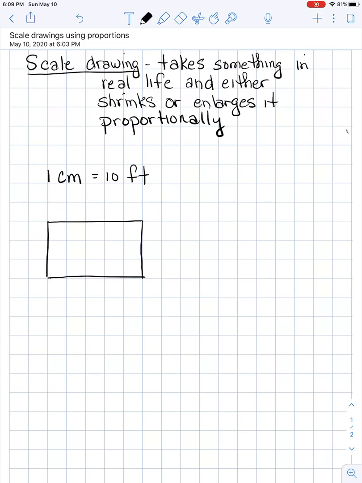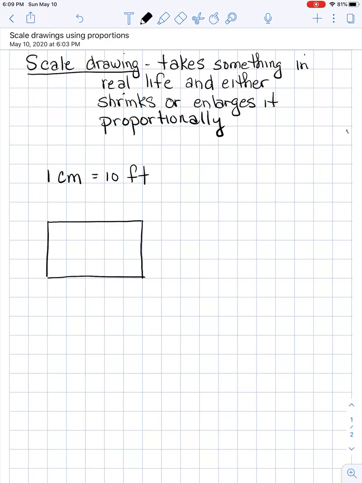So, for example, when you think about a map, if I want to know the distance between New York and Florida on a map, well, I can't fit the United States on a piece of paper. So we have to shrink it. But we have to shrink it so that the shrunken version looks exactly like the United States in real life. And to do that, we use proportions.